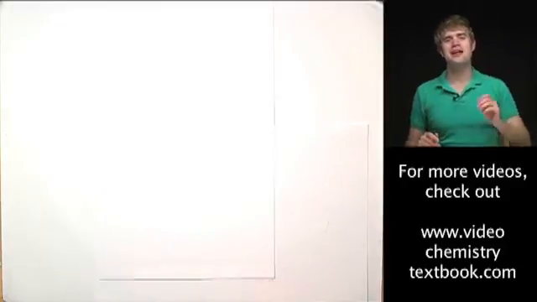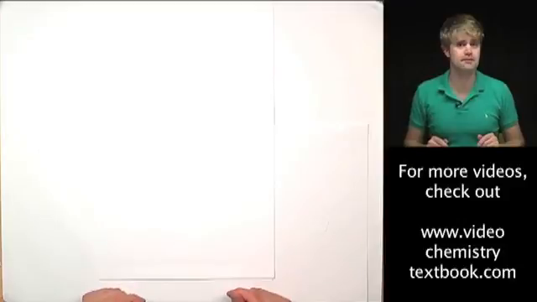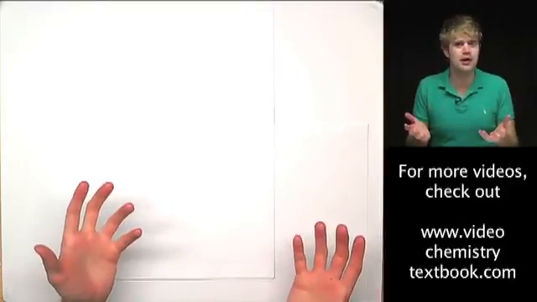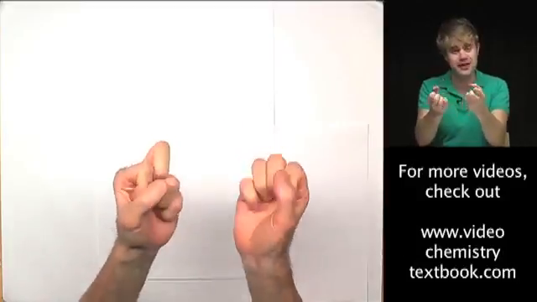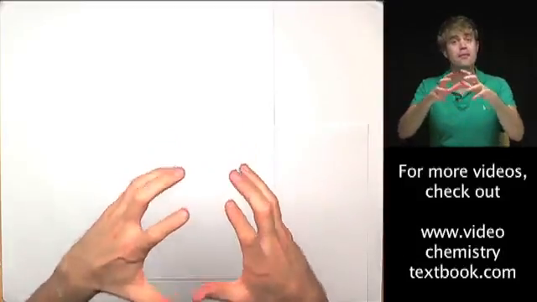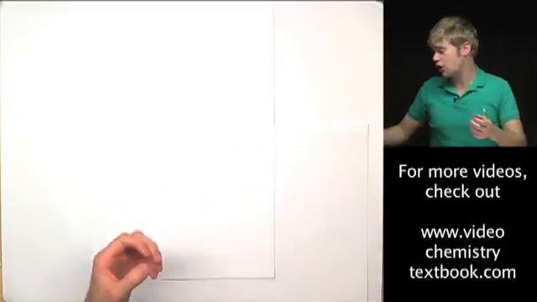Let's learn how to write chemical formulas for compounds that have polyatomic ions in them. So what's a polyatomic ion? Well, it's what happens when a bunch of atoms come together and connect to form a big clump. And that clump itself has a charge.